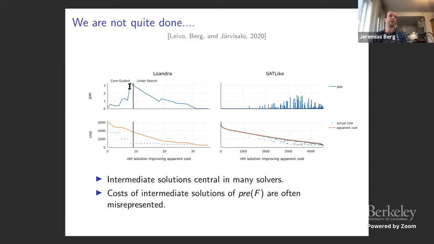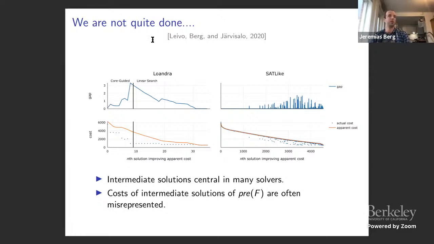And this is a problem because many effective implementations of MaxSAT algorithms make use of these intermediate solutions to obtain bounds on the cost. Any solution is going to be an upper bound on your cost. So if your solver thinks that it has a solution that's 3 times worse than it actually is, then the heuristics that build on these bounds are not going to be as effective.